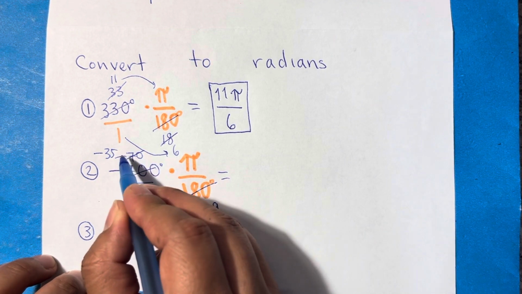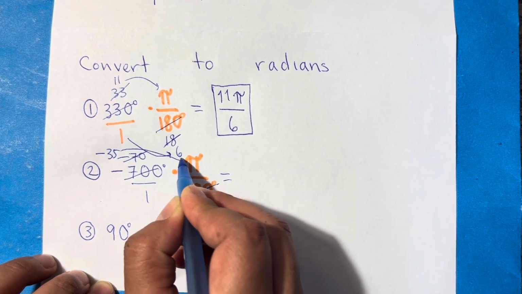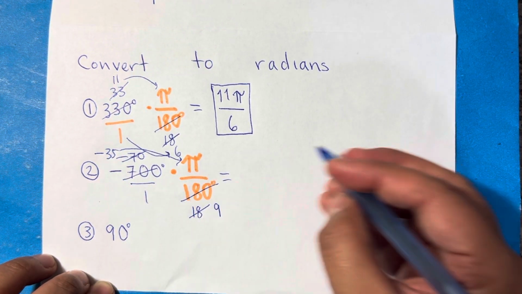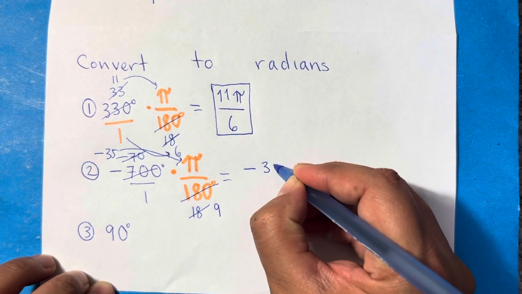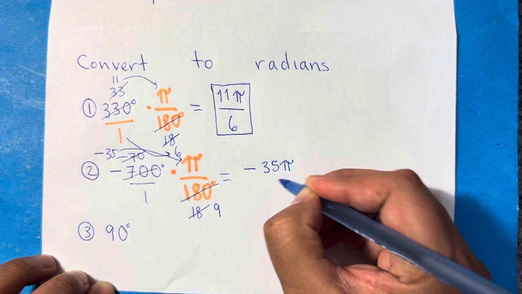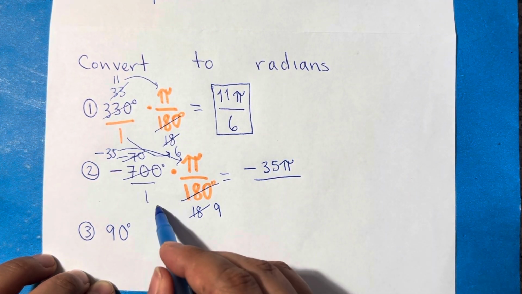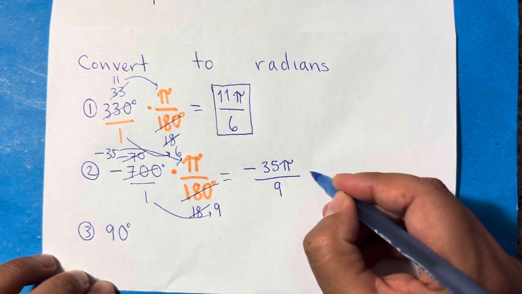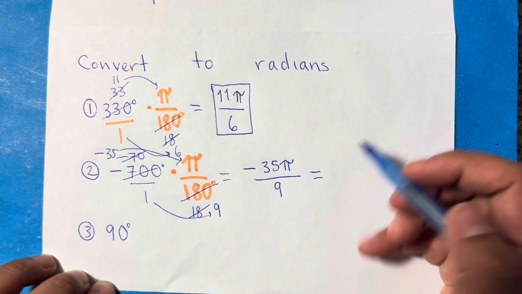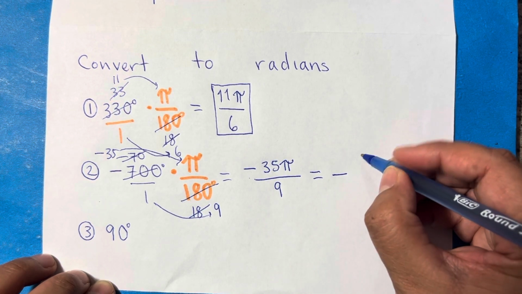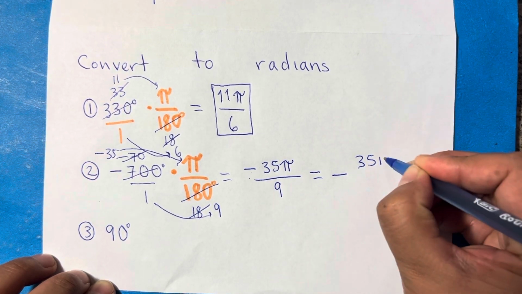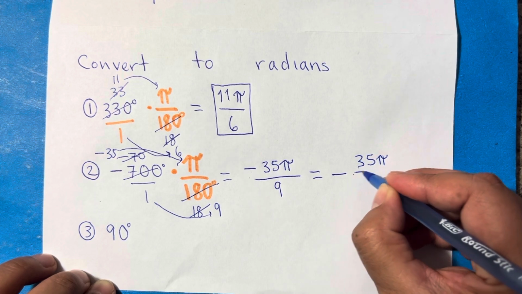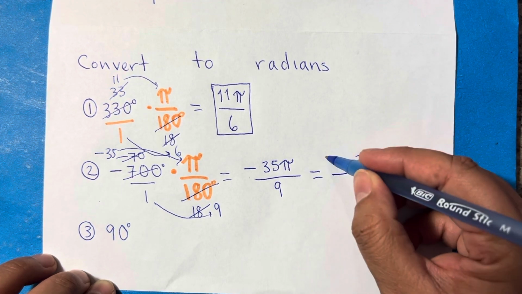So now we are able to just multiply straight. Negative 35 times pi is negative 35 pi over 1 times 9 is 9. And this negative, you can just leave it up there, or you can put it right in the middle of the fraction, 35 pi over 9. Either way is fine.